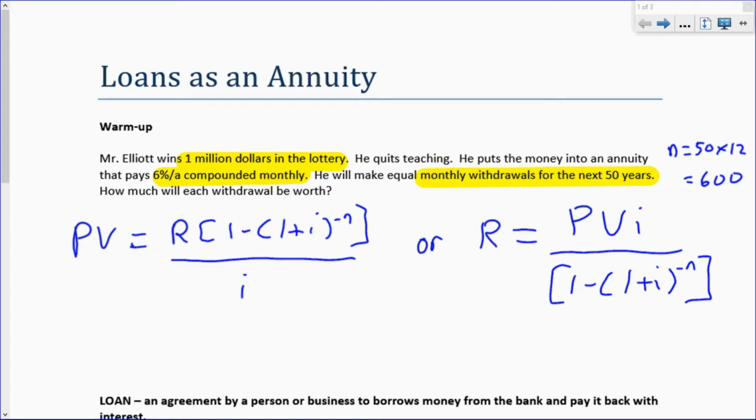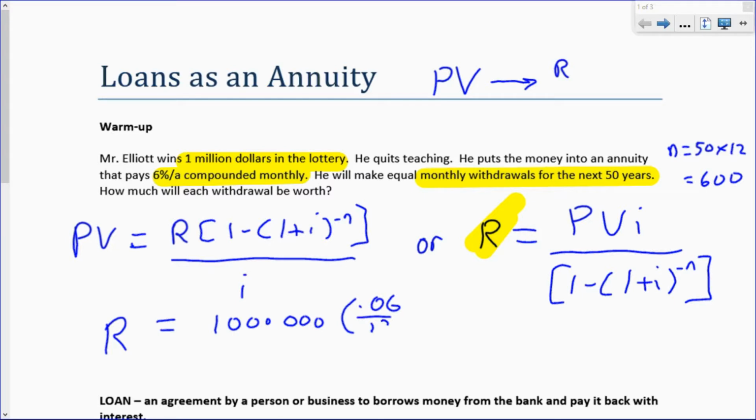So this is an example of an annuity that starts with a present value and you receive regular payments from that over time. So this is a PV formula that we want, one of the two formulas here. Now in this case, we're looking for the amount of each withdrawal, the R value. So we actually want to use the second formula or a TVM solver. You could use a TVM solver to find the answer. So we'll use that formula. We put $1 million in for our present value, our interest rate, which we have to divide by 12.